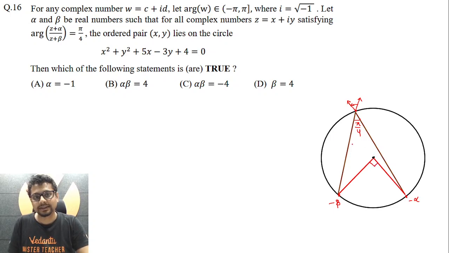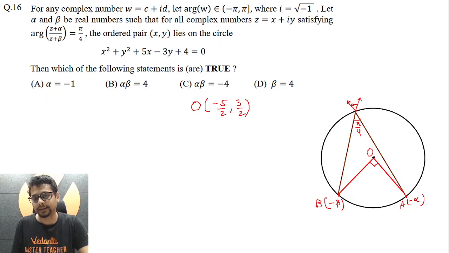And what about the center? Since z lies on this circle, the center of the circle is minus 5 by 2 comma 3 by 2. So the center is O, minus 5 by 2 comma 3 by 2. And let's say this is point A and this is point B. So I can say the angle between vectors OA and OB is essentially 90 degrees.